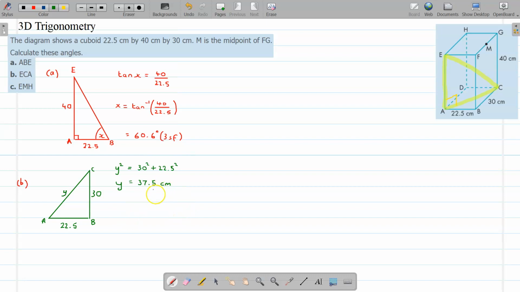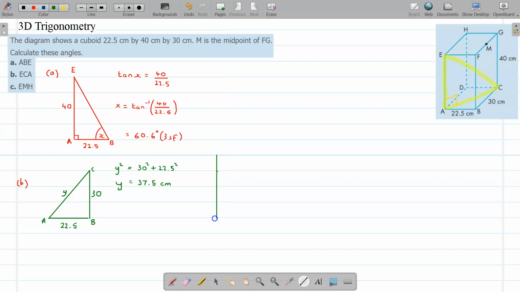So I now know the length of AC in this diagram here, and I also know the length of EA. So what I'm now going to do is take this triangle out here, EAC, and recreate that. So this continues with part B here. So let's redraw that triangle, which has a height of 40.